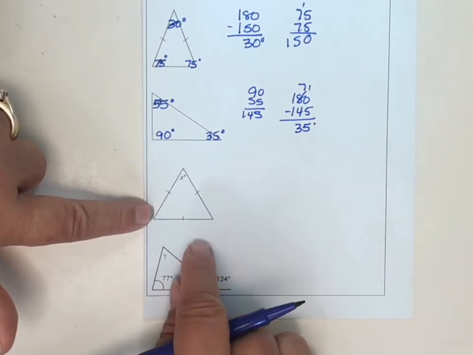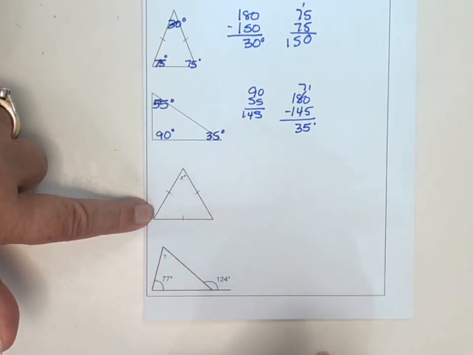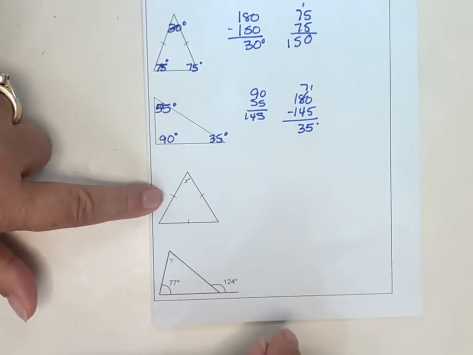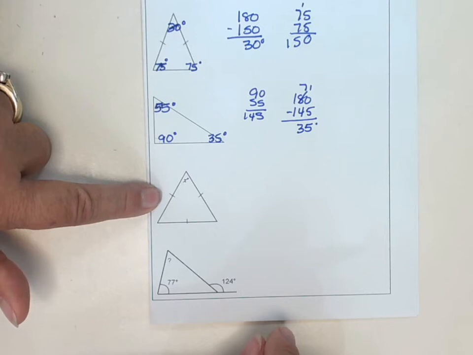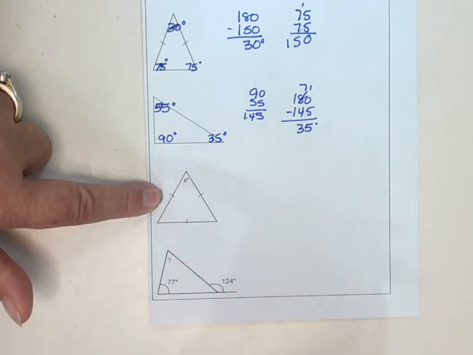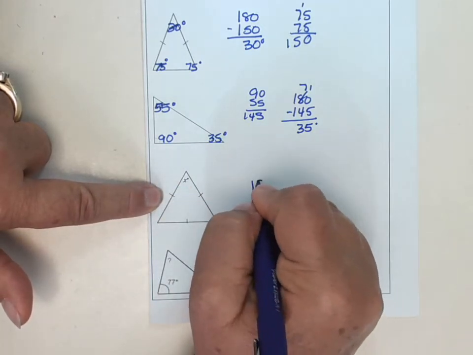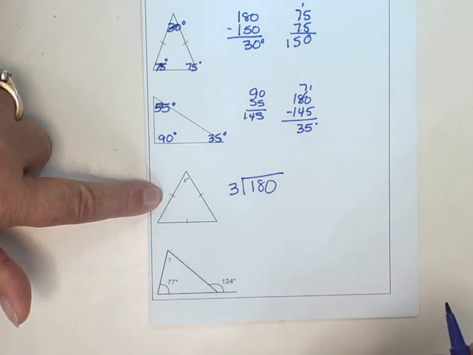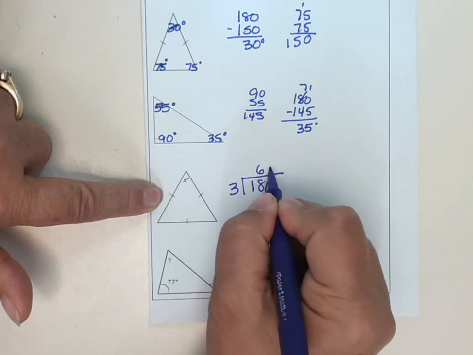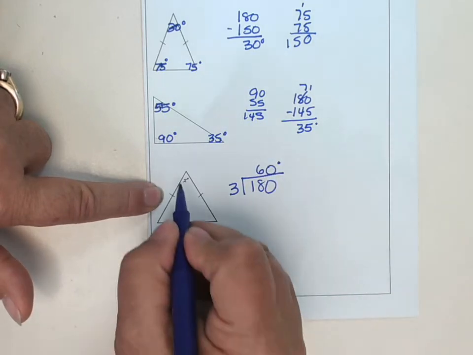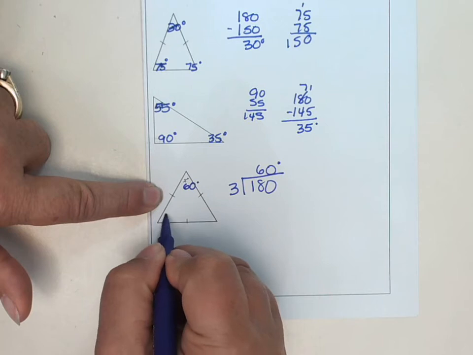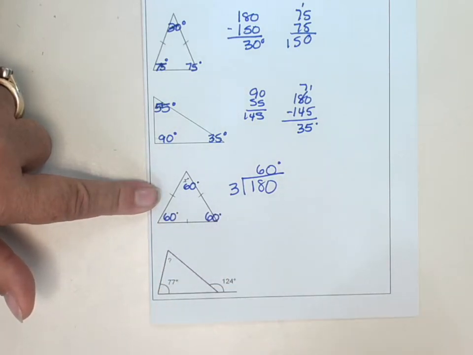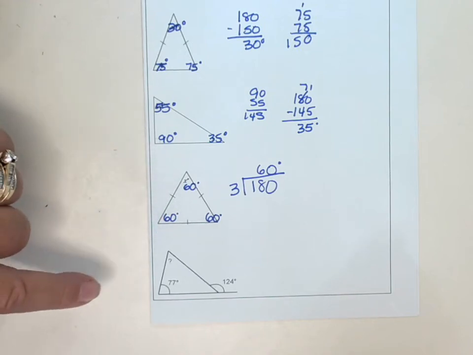Ooh, this one with these little lines, it says it's equilateral. Every single angle is exactly the same. And we don't know what any of them are. But if they're all three exactly the same, could we take 180 and divide it into three equal parts? So that leaves us 60 degrees. So all equilateral triangles have a 60, 60, 60. No matter how little, no matter how big.